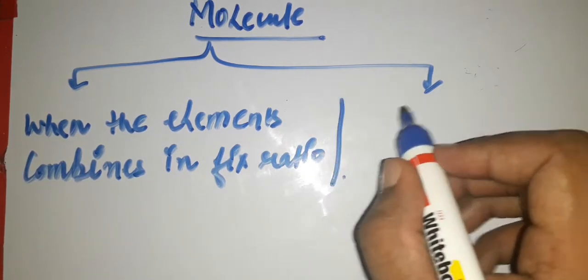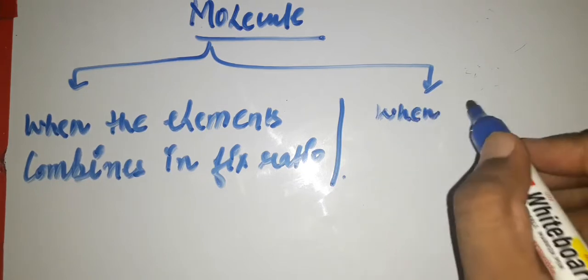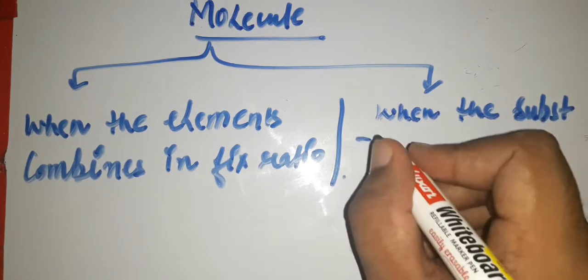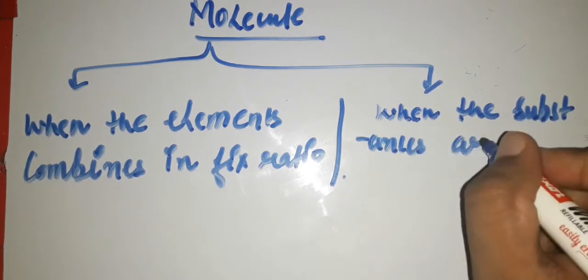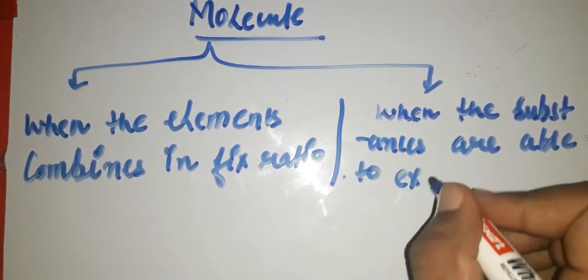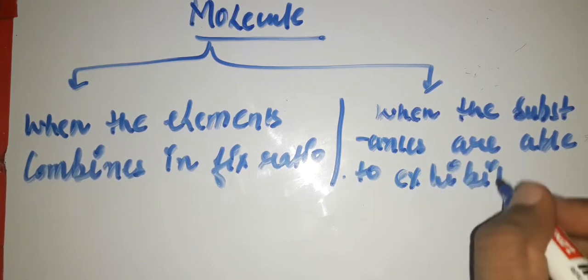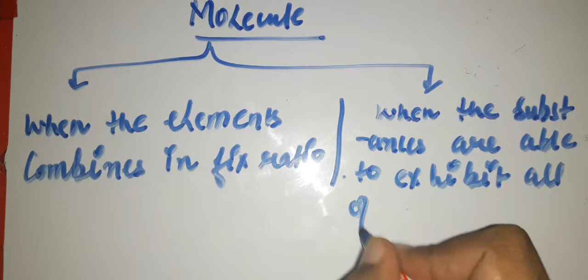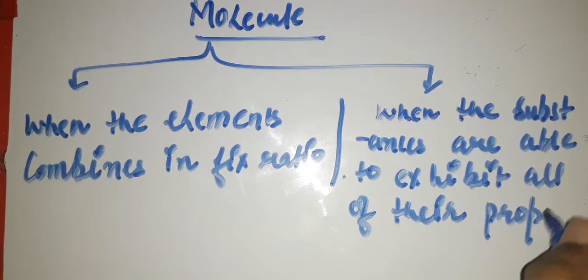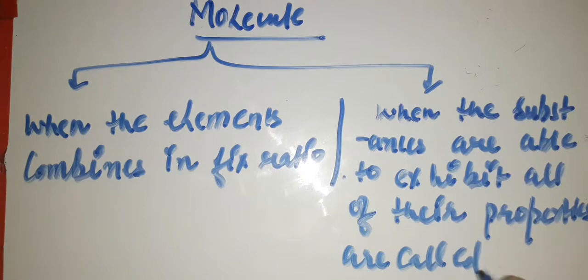And the other one is when the substances are able to exhibit all of their properties, they are called molecules, right? So let us see what are the important things to observe over here.